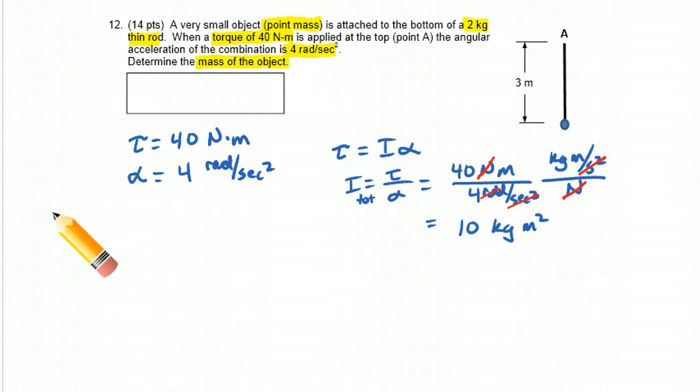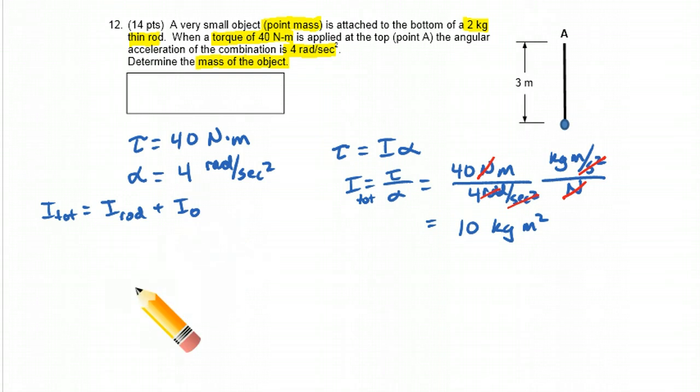So then we break the problem down into the total moment of inertia is equal to the moment of inertia of the rod plus the moment of inertia of the object, our point mass. We're rotating about point A, so let's remember that. So everything has to be this total I we calculated based on the torque and the angular acceleration is about point A. So everything else has to be about point A.